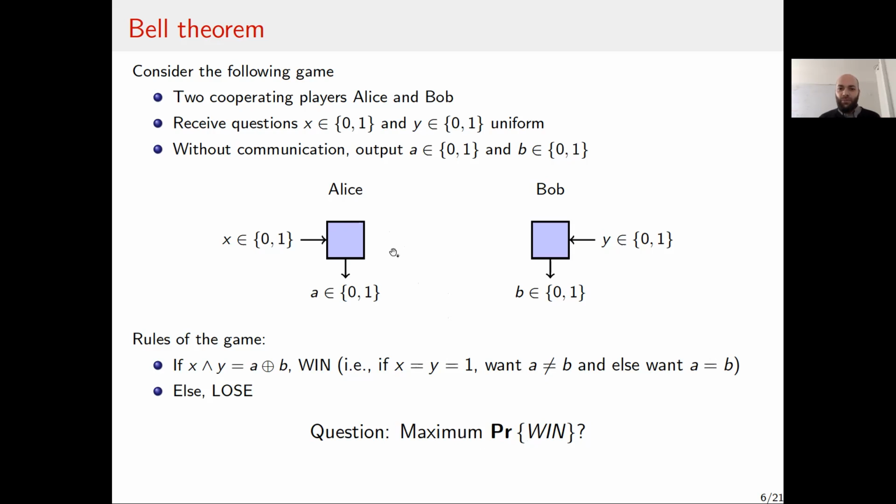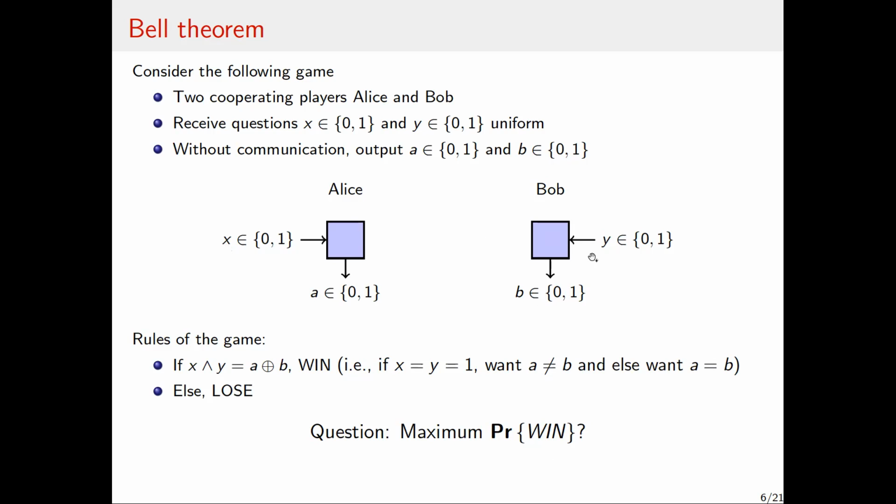Okay, good. So let me maybe propose a very simple strategy. There is a very simple strategy, which says that Alice always outputs 0, for example, and Bob always outputs 0. So with this strategy, what is the probability of winning? Let us compute it.